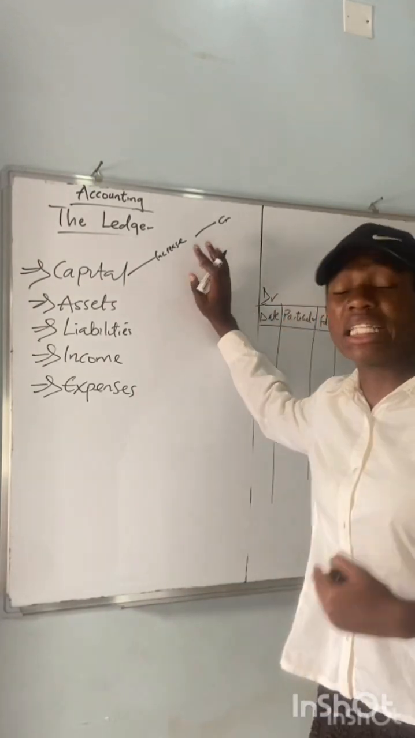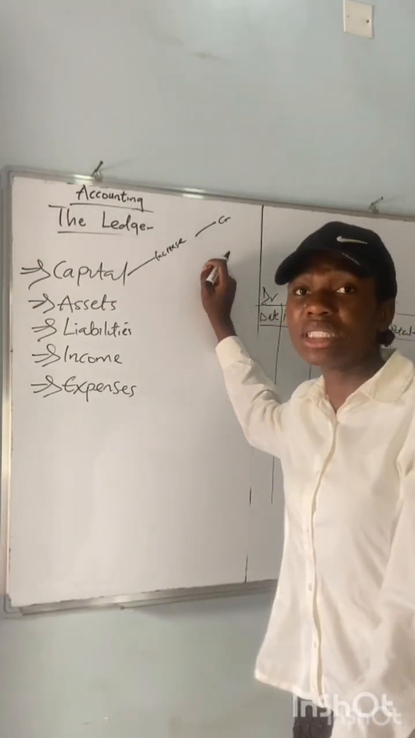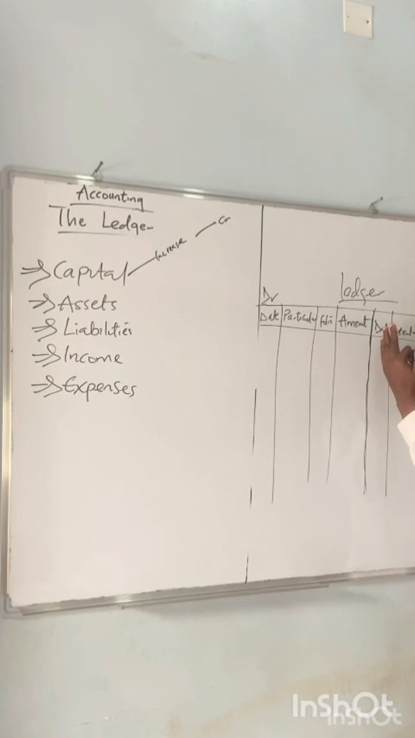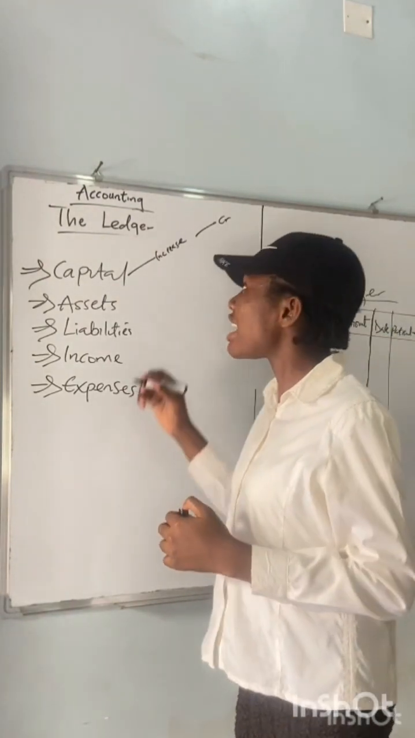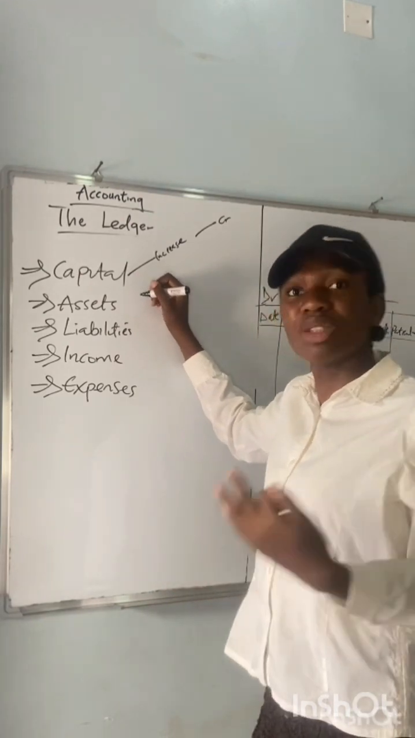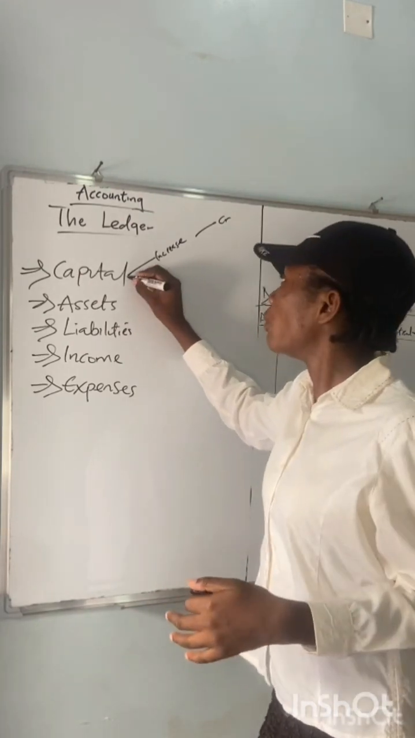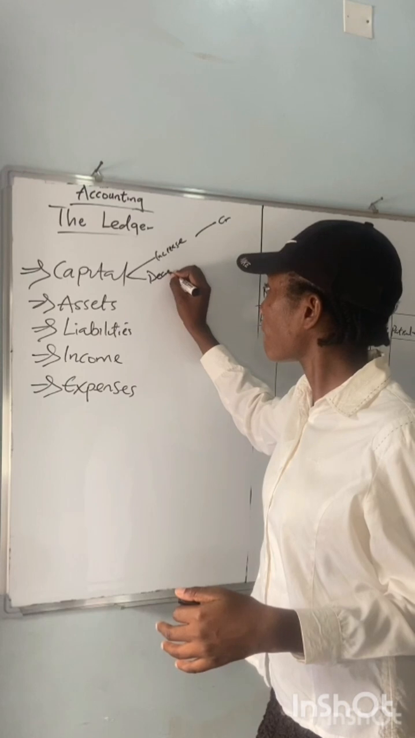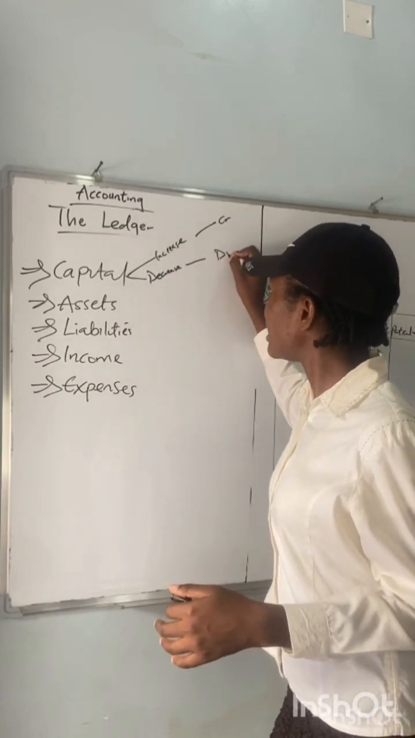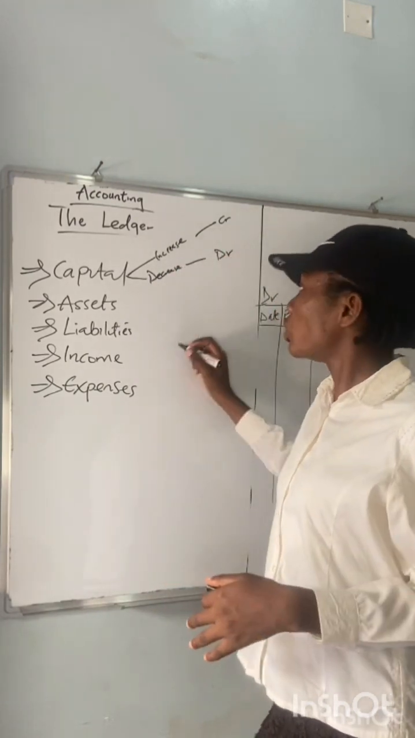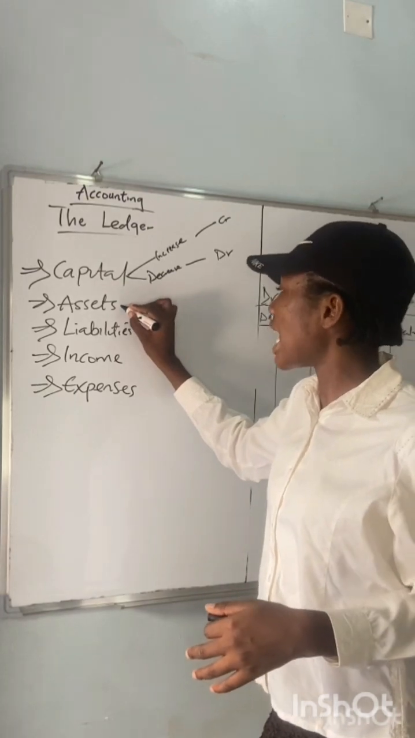Every time our capital increases, we enter on the credit side, okay? The credit side refers to this side, the other side, okay? We enter on the credit side, and every time there's a decrease in capital, which many times doesn't really happen, but if there's a decrease in capital, then we enter on the debit side, alright? Good. Now the next one we are having is our assets.